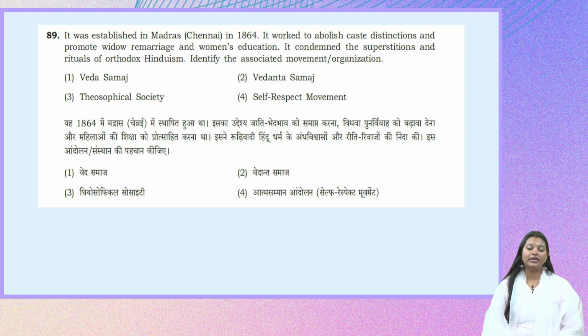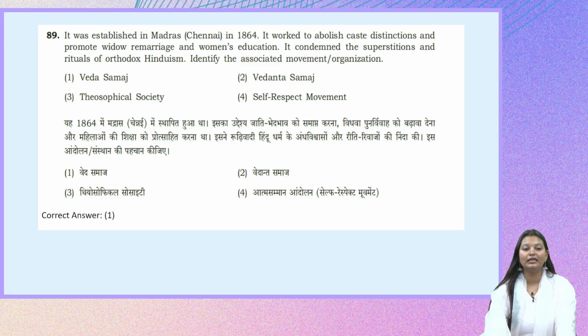So the options that we have in front of us is the first one, Veda Samaj, second, Vedant Samaj, third one, Theosophical Society, the fourth option, Self-Respect Movement. So when you look at this, we can remember various social reformers who have worked in the same area. But in the options that are given to us, the correct answer here is Ved Samaj.